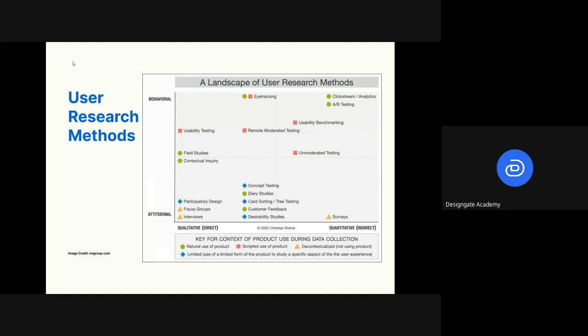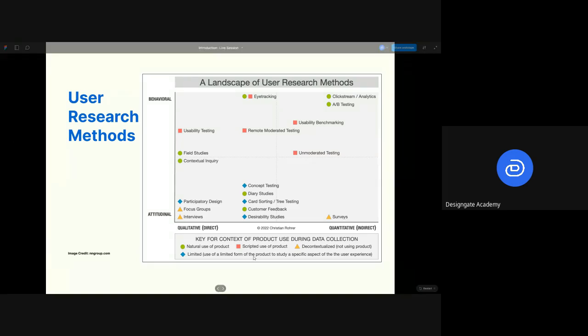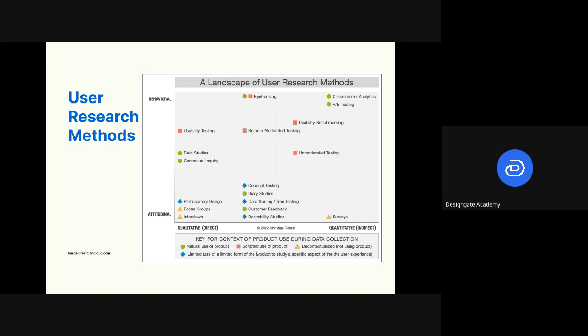Now, the last one, limited use of products. This is where you use a limited form of the product to study a specific aspect of the user experience. It is just like the scripted use, but in this case you are not showing everything. You are just studying, maybe, the checkout flow to understand how users are experiencing that particular part. In those cases, you use things like participatory design, desirability studies, card sorting, and concept testing.